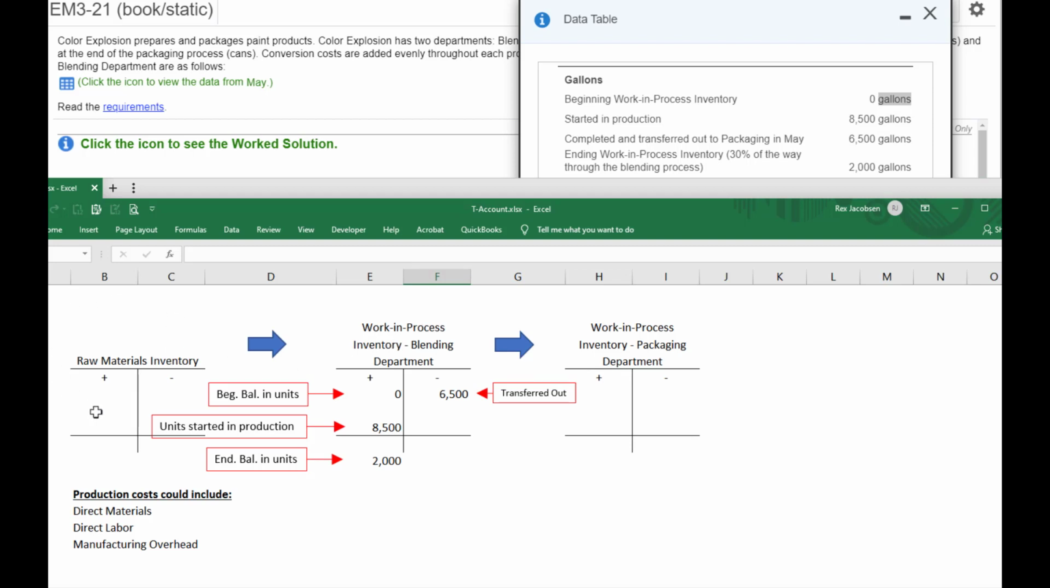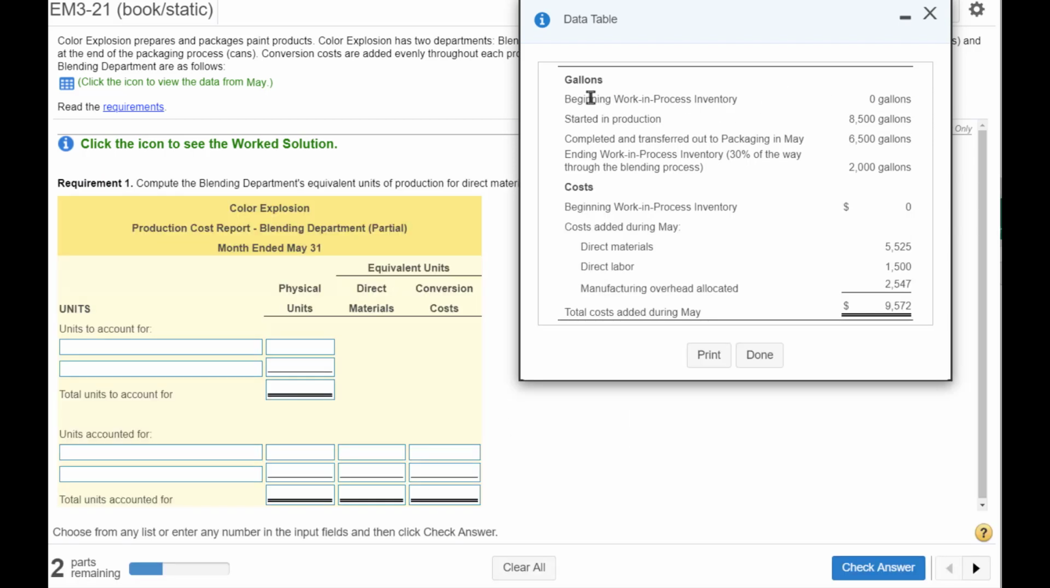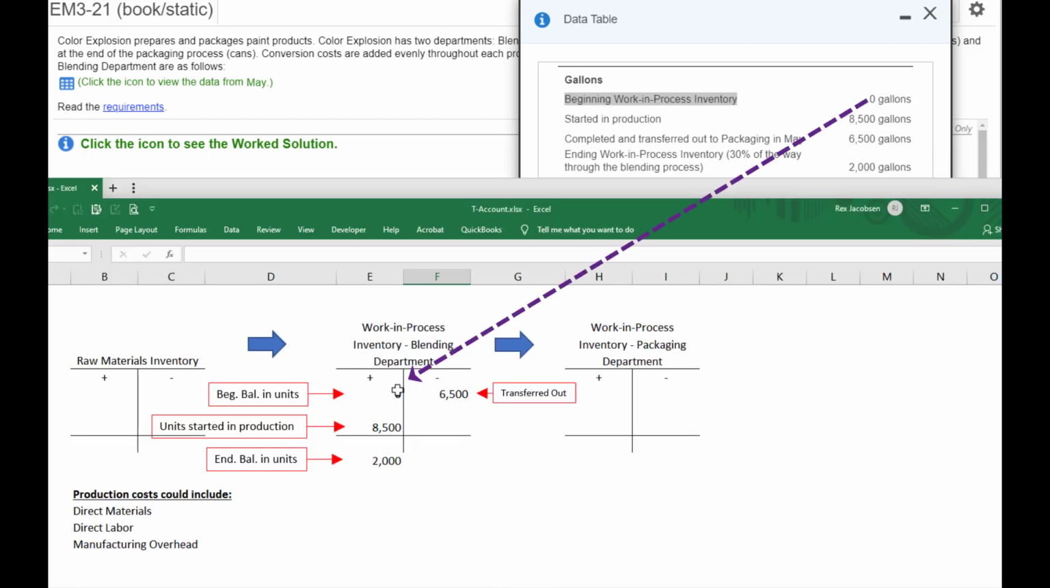So materials, raw materials like paint, whatever the ingredients are for paint, dyes, I guess, come from the raw materials. They start in the blending process, and when they're done blending, they go to the packaging process. So again, this problem, we're only doing the blending process. So according to this, the beginning work in process was 0 gallons. So I've put 0 here, beginning balance in units.